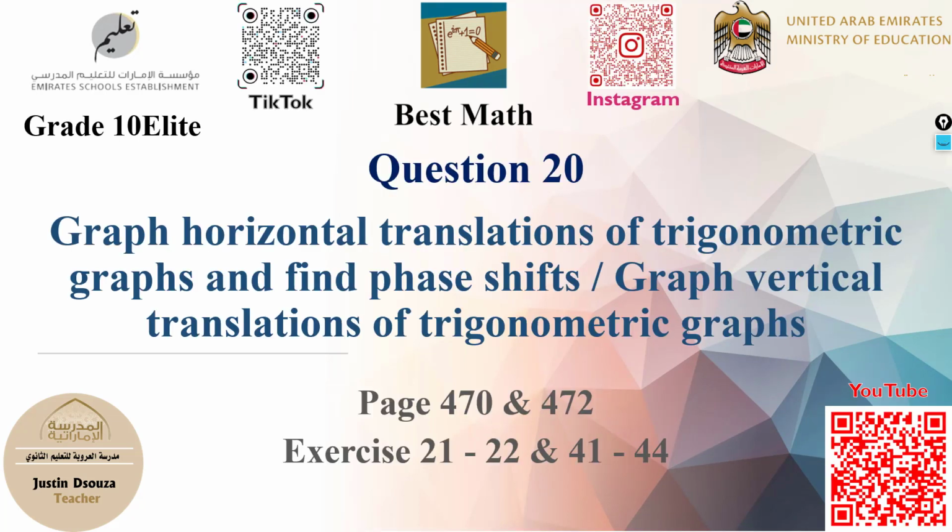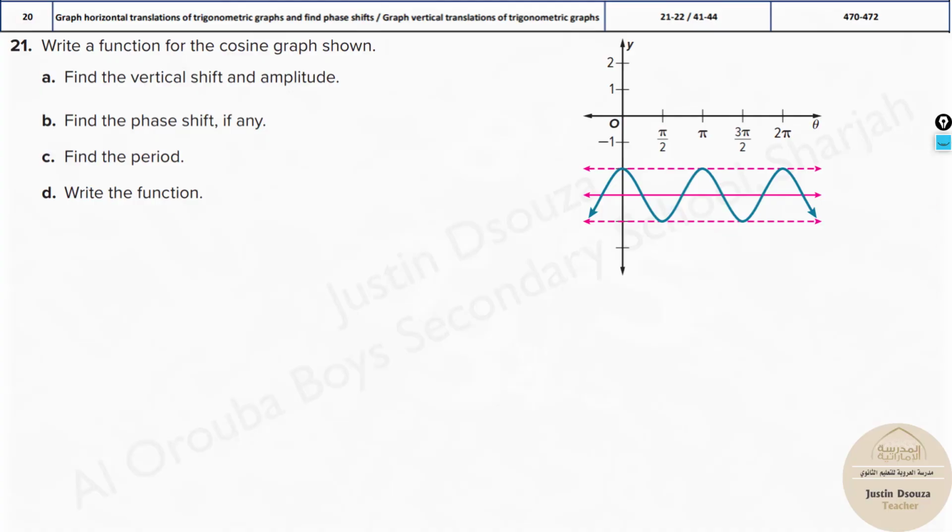We are now in the last question, question number 20 of the exam scheme. In this question, we need to write the equations of the trigonometric functions. The graphs will be given to us. We need to write the phase shift, the translation, and everything. Let's look into this question here. You can see the graph is already given to you, and they have told you to find the vertical shift, amplitude, phase shift, if any, and then the period and the function. So let's directly start the problem.